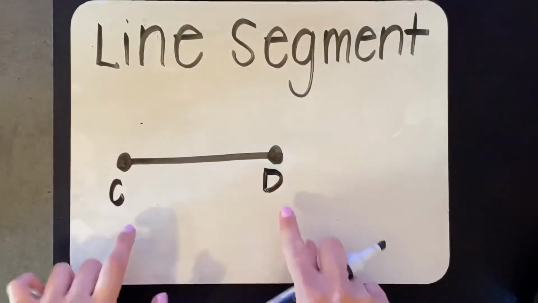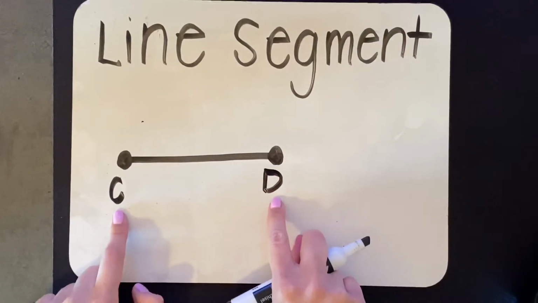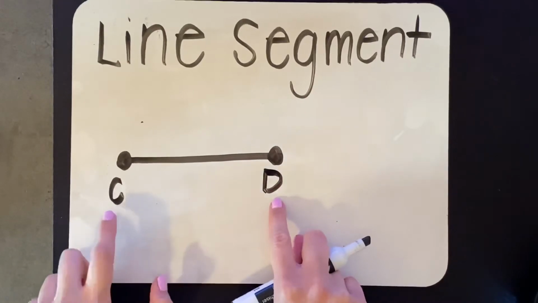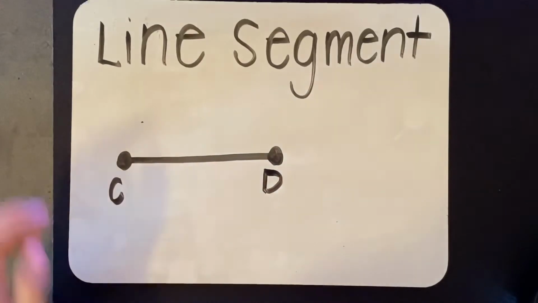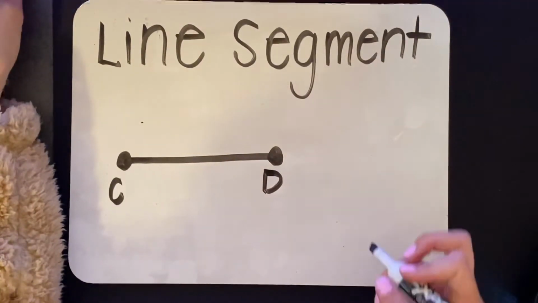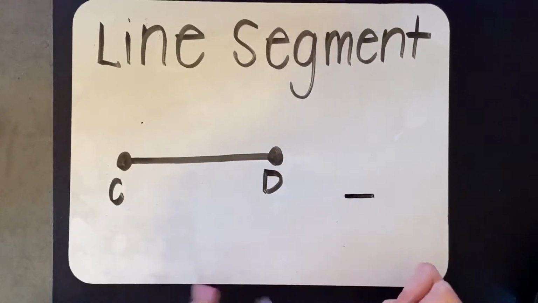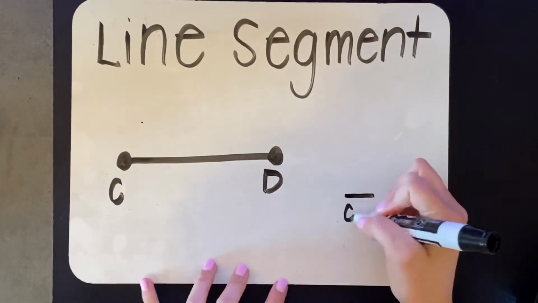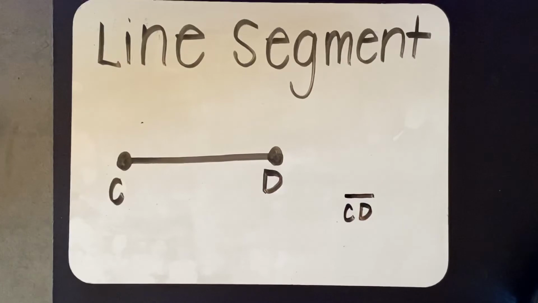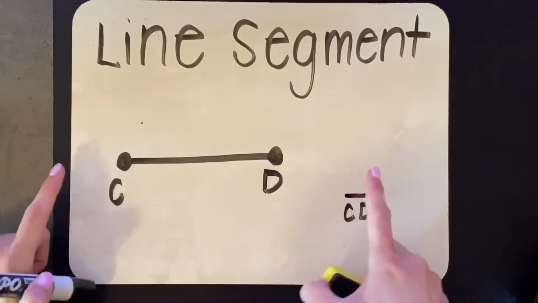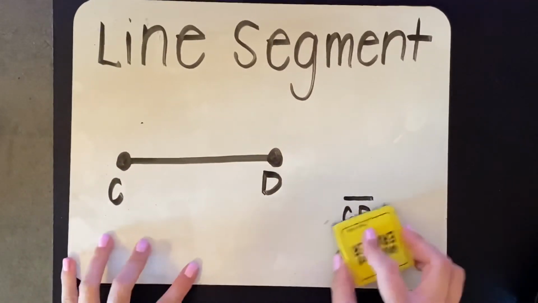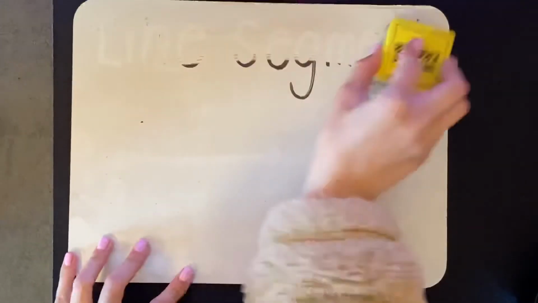I'm going to label it with letters. So the way that I would say this is line segment CD. And if I had to write to show this, I would put a line like this, straight line, with CD underneath it. The difference between this and a regular line is that this has endpoints. A regular line has the 2 arrows on the end that tell us that it continues.